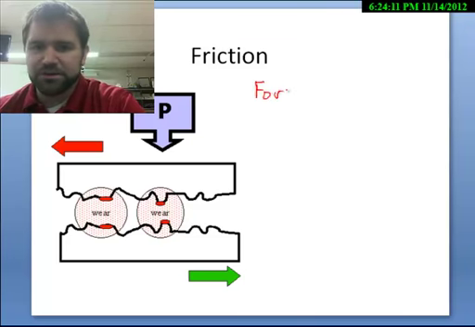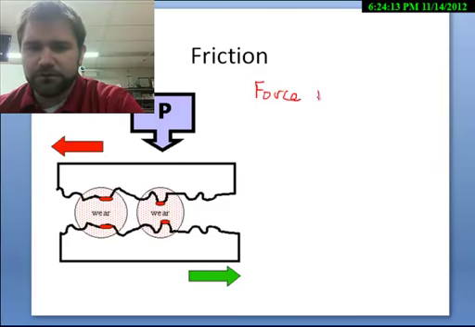So first of all, what is friction? Friction is a force that always opposes something's motion.